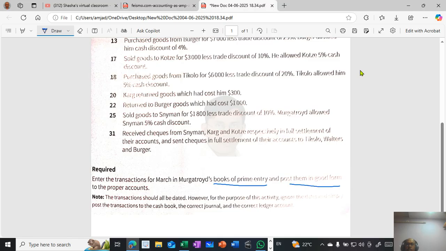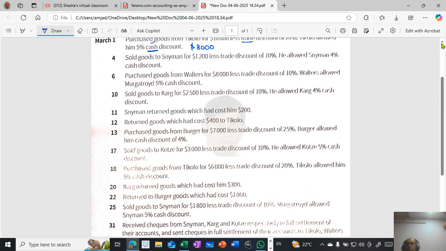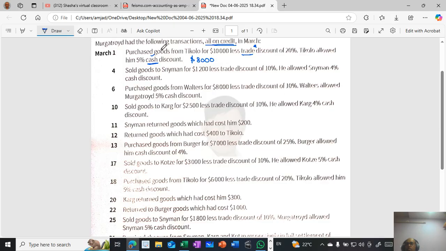So we should record this in the books of prime entry. So where should we record this? So what are the books of prime entry? Purchase goods, purchase register; sold goods, sales register. We have to record in sales register. Snyman returned goods. So who is Snyman? Obviously a customer. So sales return.